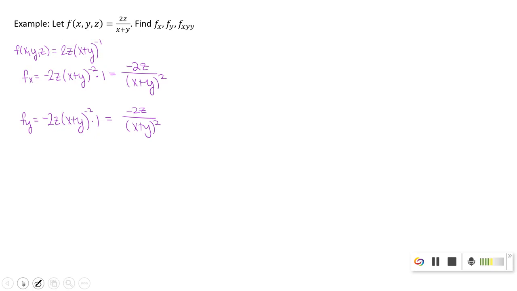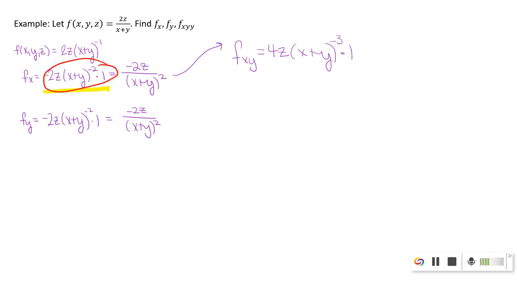And then finally, third thing we're asked to find is f sub xyy. So that's actually a third order derivative. So technically that means we're going to take our f sub x, which we already found, and then we're going to find the derivative of that with respect to y. And then we'll take the derivative of that with respect to y again. So I've already found my f sub x. I have that circled in red.